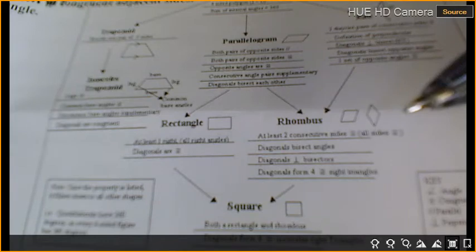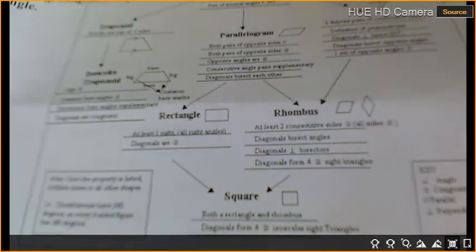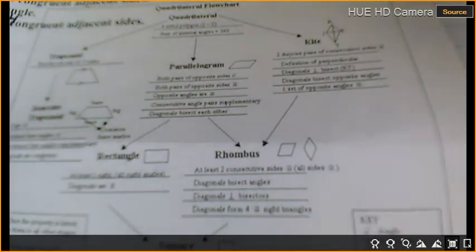A rhombus, everything a parallelogram is, except four equal sides. Diagonals are perpendicular. A square is everything a rectangle and rhombus is. Four right angles, four equal sides. And then a kite, adjacent sides are equal. It's got one set of opposite angles that are congruent. The diagonals are perpendicular. That's everything for the flowchart. Okay.